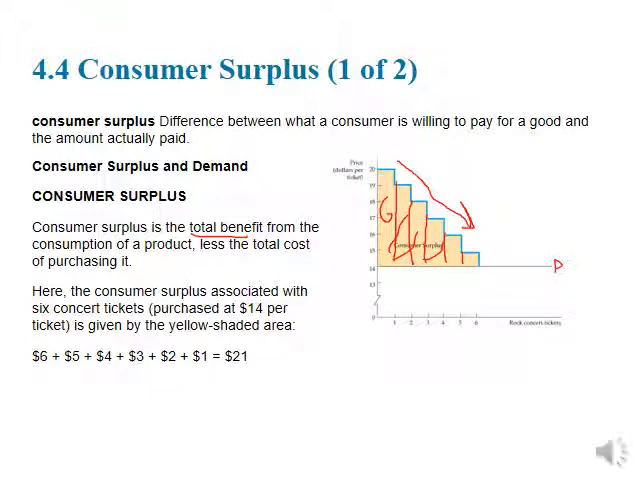At a market price of $14, a person who is willing to pay $20 for a ticket, and I'm going to clean up the slide a little bit, gets 6 units of surplus, 20 minus 14. A person who is willing to pay 19 gets 5, and so on and so forth, leading to $21 of total surplus.